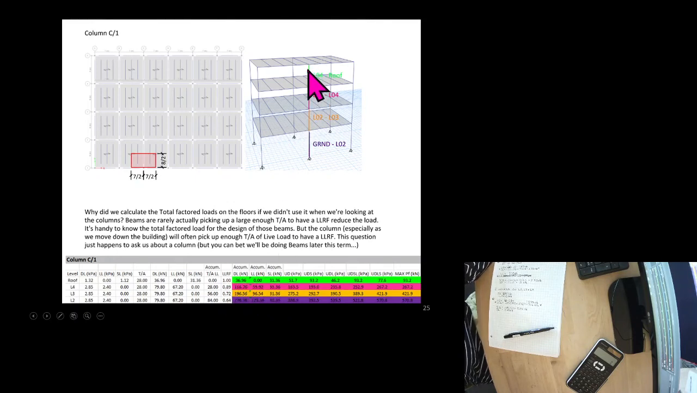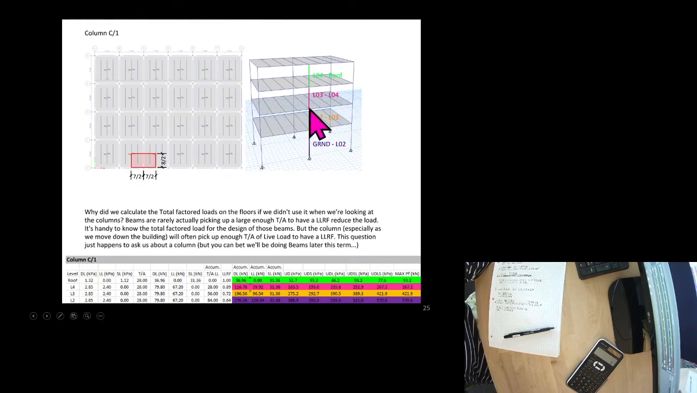You can see that for the column from level 4 to the roof, that's only picking up the roof, the worst case load is just dead and snow. It's the same as dead and snow and live, but there's no live on it. So the max is 93.2.